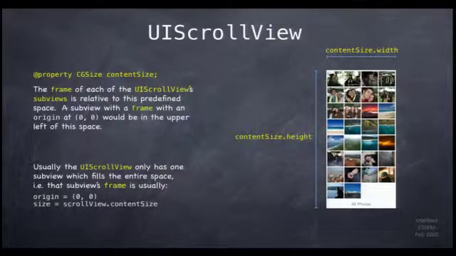Also, usually the UIScrollView has only one subview, with origin 0, 0 and size the scroll view's content size. Now you could add a bunch of other subviews in there, and if you set their frame, they don't even have to be at 0, 0. You could put them anywhere you wanted in the content space, but no matter what you put in there, it's only going to scroll around the content size, this property contentSize, from the 0, 0 origin.